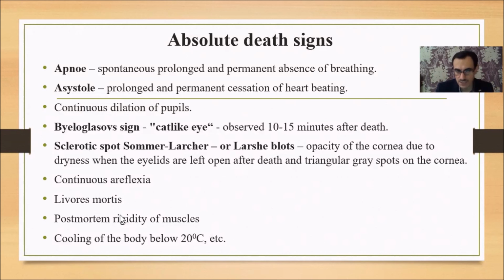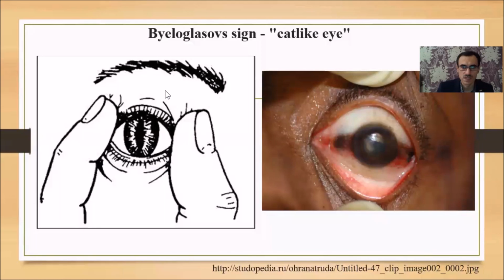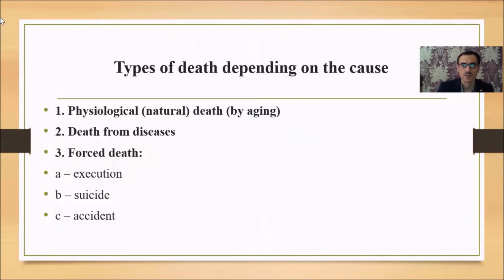So the continuous areflexia is followed by livor mortis, the development of spots on cadavers, the post-mortem rigidity of muscles, and a very important sign, the cooling of the body below 20 degrees Celsius. This is the absolute best sign that we can find. Here you see the Beloglazov sign, the cat-like sign, and the Larche spots in the eyes, triangular spots.